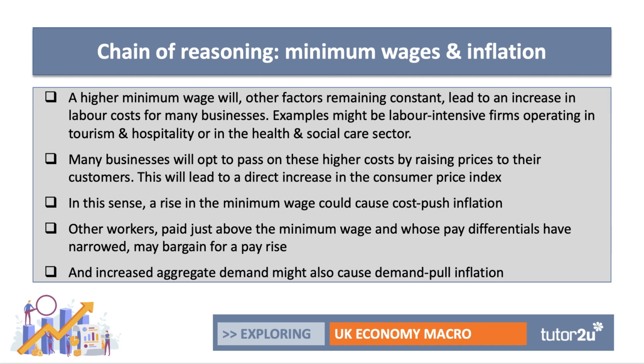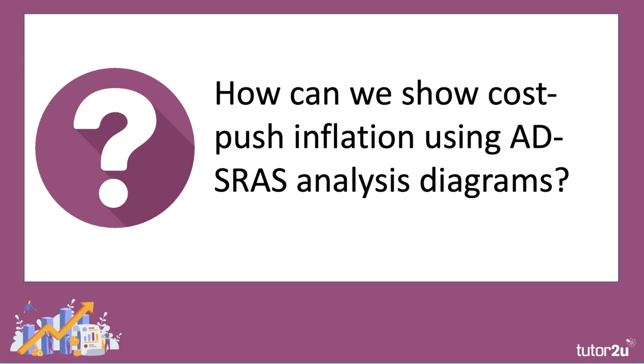A related point worth adding into the analysis is that if a minimum wage drives aggregate demand to be higher, lower income workers, for example, typically have a high propensity to spend, and if their minimum wage has gone up, they may well increase their demand for goods and services. That can also cause demand pull inflation.